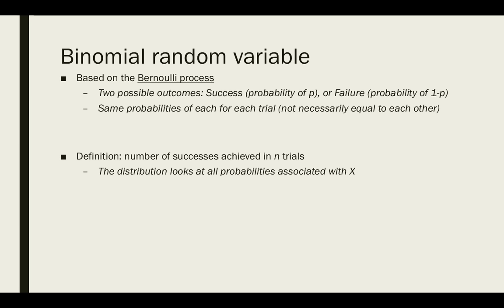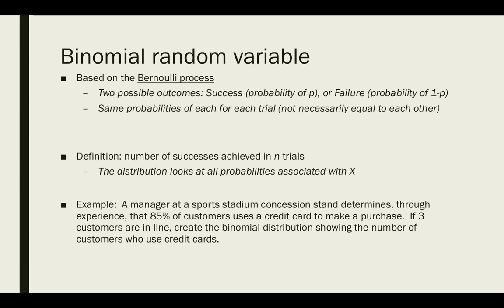In general, the binomial random variable is the number of successes achieved in n trials. So if we think of rolling a six-sided die, if I wanted to find the probability of rolling a 5 in 10 trials, that's what we would look at, where a success would be rolling a 5 versus not rolling a 5. And again, it's looking at distributions with all possible values associated with x. It's countable, so we can easily write it out.